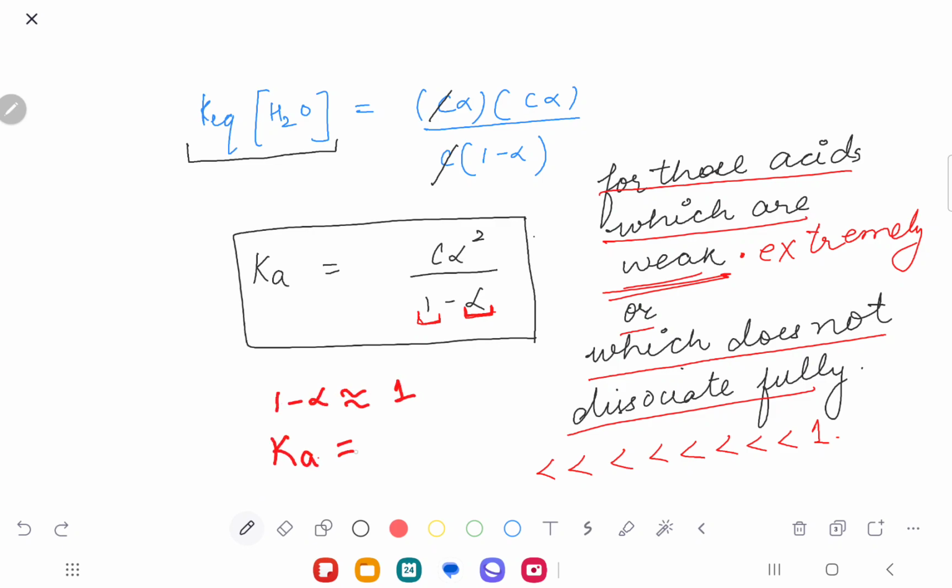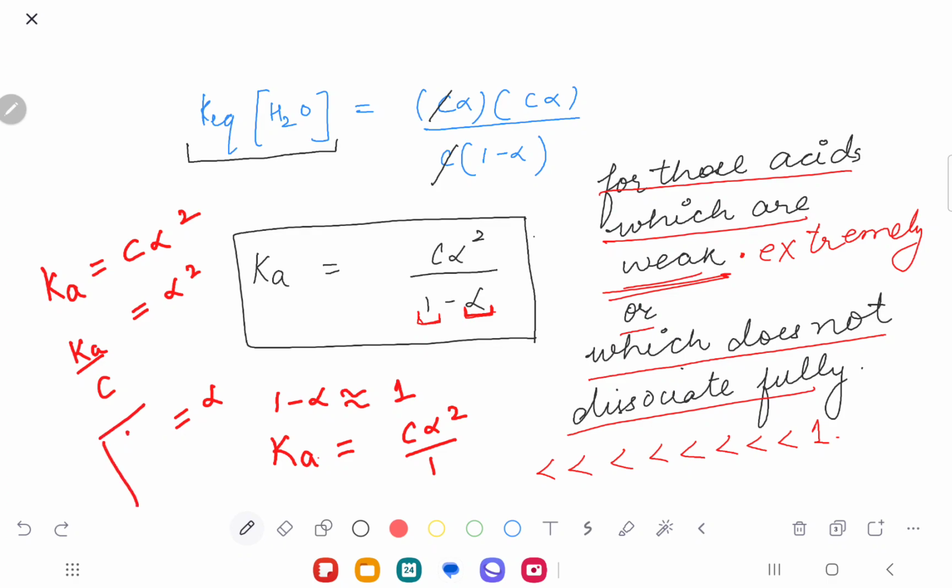And I can say Ka shall become C alpha square over 1. So Ka is going to be C alpha square, and thereby alpha square is going to be Ka over C. And alpha would thereby be the square root of Ka by C. Understood or not? Yes or no? That would be alpha. Any doubts in this?